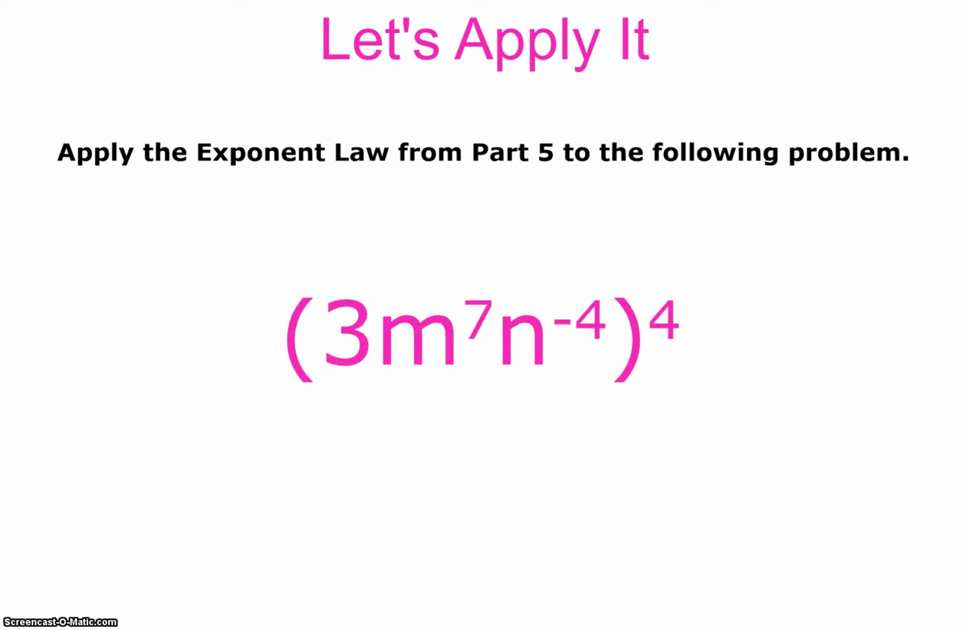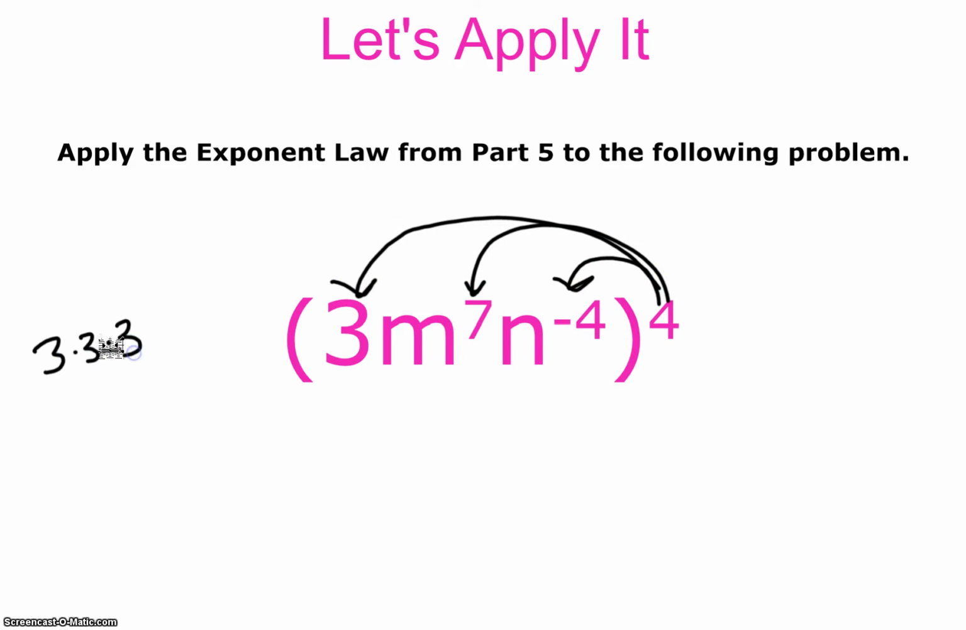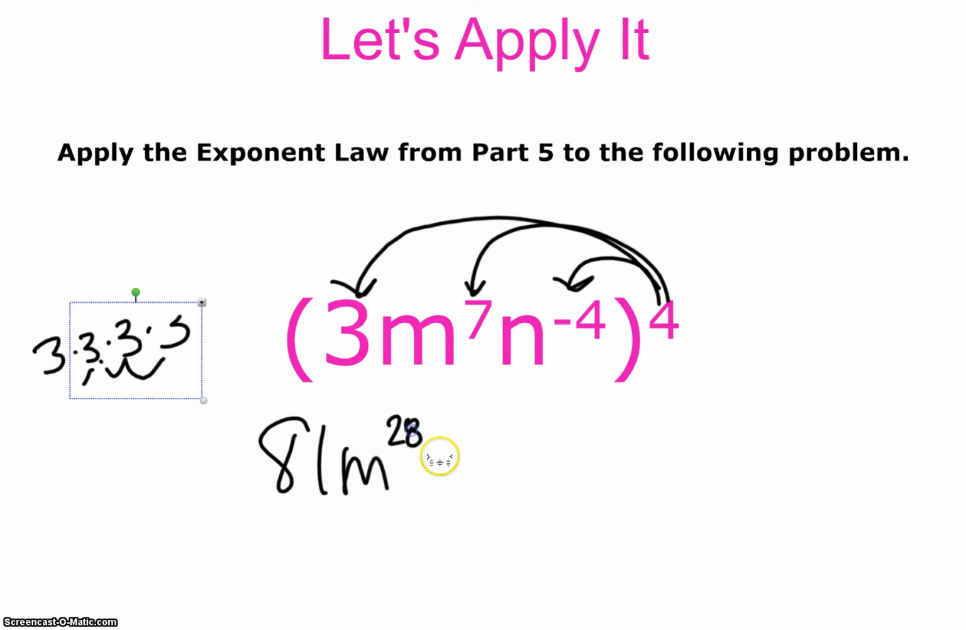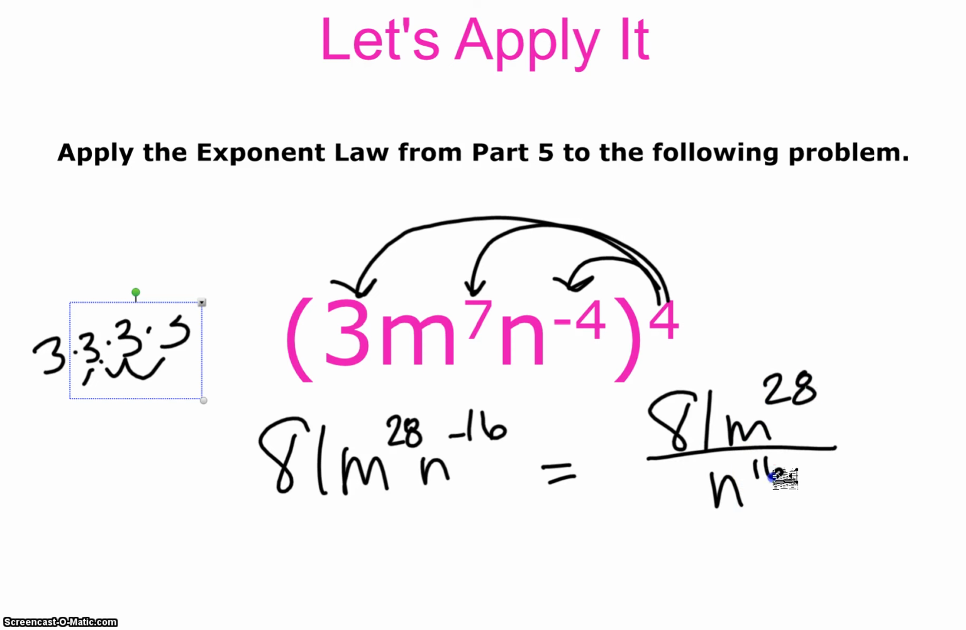Next example, 3m to the 7th, to the negative 4th. This gets distributed. So 3 times 3 times 3 times 3. So that's 9 times 3 is 27. 27 times 3 is 81. M to the 28th, n to the negative 16. Because we have a negative exponent, we need to make it look like a fraction. So our answer is 81 m to the 28th divided by n to the 16th.